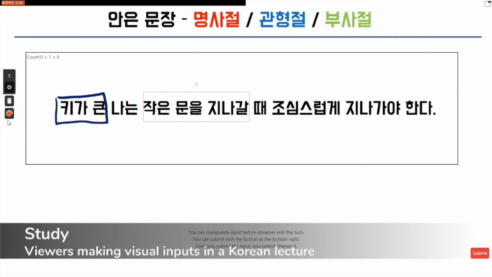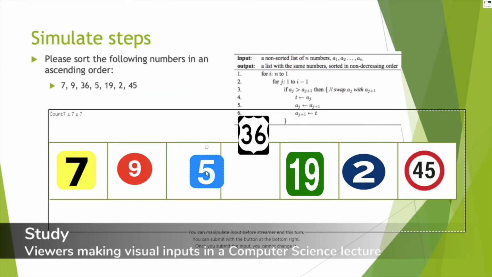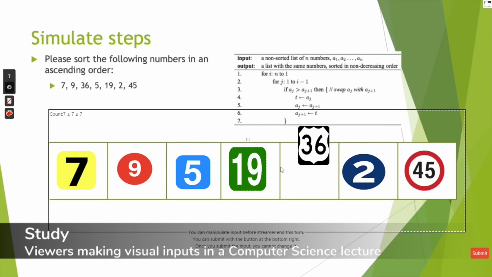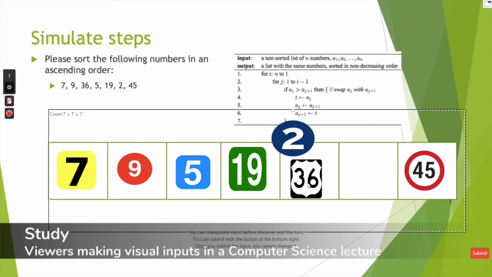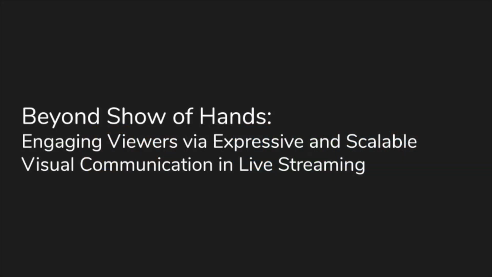In a Korean remote lecture, the streamer used VisPol to collect viewers' annotations on clauses in the sentence, and visualize them with the height of the box indicating the number of people who answered so. In a computer science remote lecture, the streamer used VisPol to collect the order of numbers after some iterations of the bubble sort algorithm. The streamer visualized each answer in each row, with the size of objects indicating the number of people. We also found that it can facilitate viewer engagement while allowing streamers to understand viewer visual inputs.